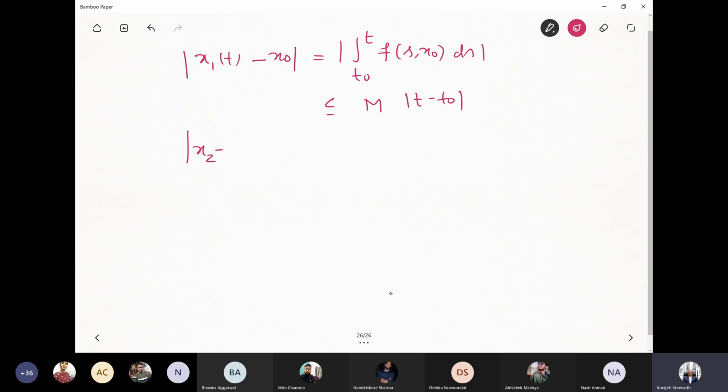Look at x2 minus x1. So x2 minus x1 is going to be the integral, and x0 gets cancelled, of f of s comma x1 minus f of s comma x0. So this is less than or equal to the integral from t naught to t.